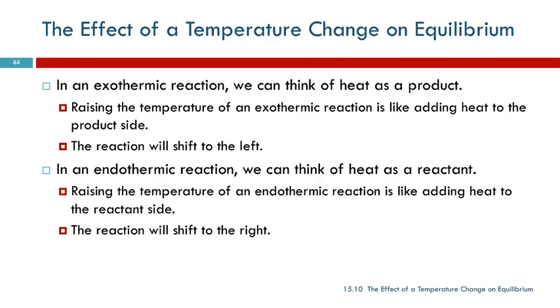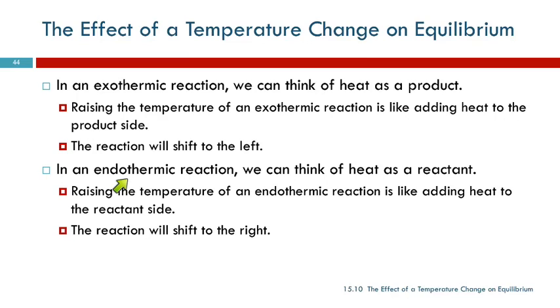Well, exothermic and endothermic reactions. An exothermic reaction releases energy or releases heat. And so it's convenient in terms of equilibrium to think of heat as a product. An exothermic reaction produces heat, right? So then when we talk about changing the temperature, if we're increasing the temperature, that's like adding heat. If we add a product, the equilibrium will shift to the left, to the reactants.